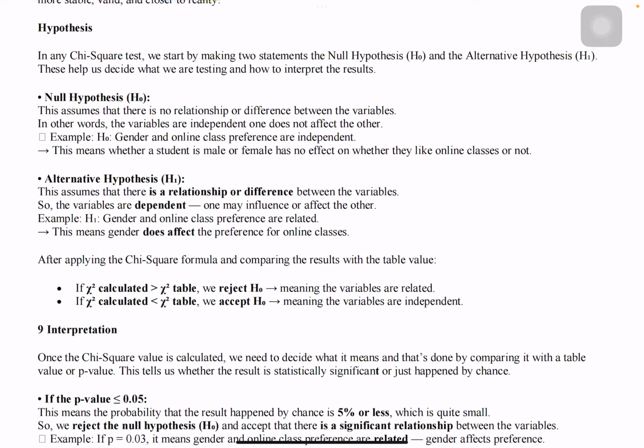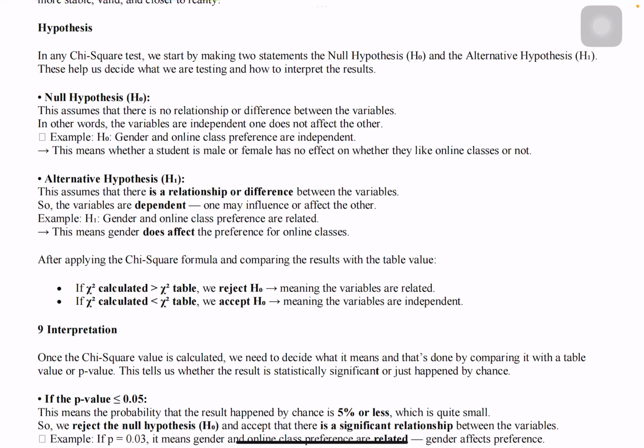This assumes that there is a relationship or difference between the variables. So, the variables are dependent, one may influence or affect the other. Example, H1: gender and online classes preference are related. This means gender does affect the preference for online class.